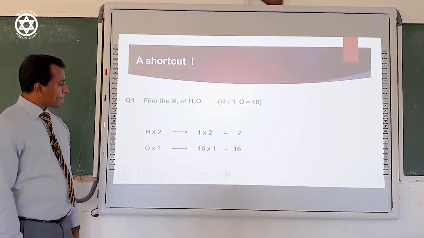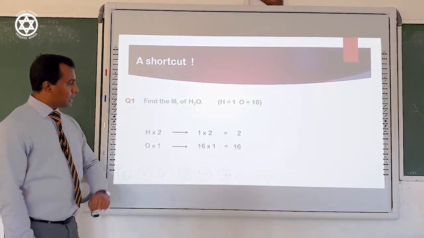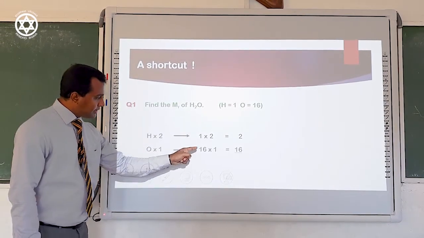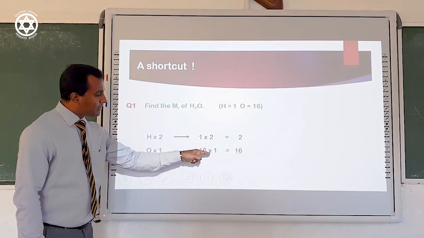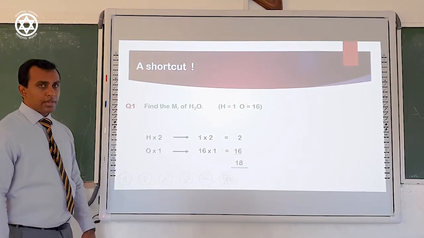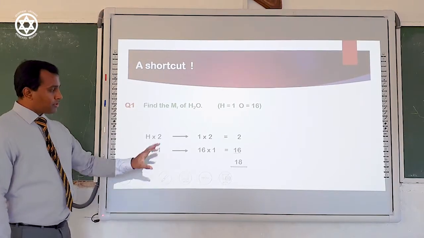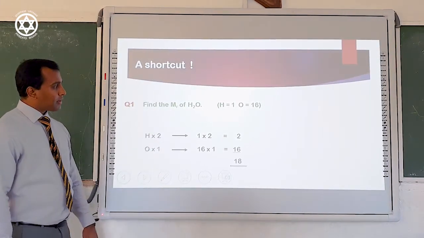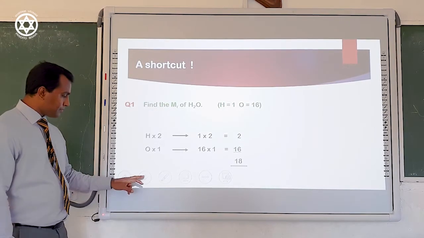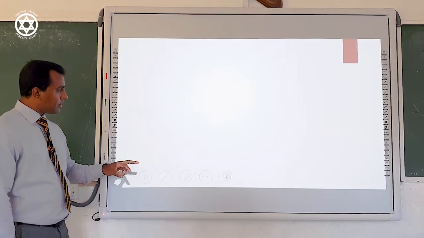Then the next one. There is only 1 oxygen atom. Here, 1 oxygen atom. The value of 1 oxygen is 16. 16 times 1, because there is only 1 oxygen atom. Altogether it is 18. So 18 is the relative molecular mass of water.